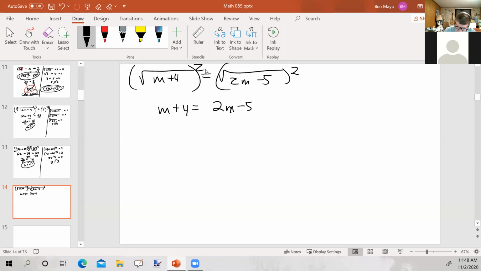Now, solving for m, I'm going to solve for m on the right. So I'll subtract m from both sides. 4 equals 1m minus 5. Add 5 to both sides. 9 equals m. Let's check our work.